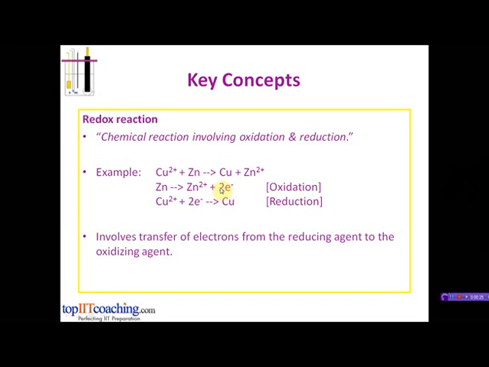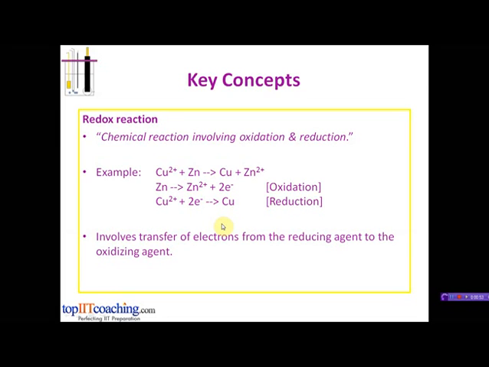So let's take the example of copper ions and zinc. In this reaction, copper ions are getting reduced to copper, whereas zinc is getting oxidized to zinc ions. So the oxidation half is the oxidation of zinc into zinc ions, and the reduction half in this reaction is the reduction of copper ions into copper. A redox reaction always involves transfer of electrons from the reducing agent to the oxidizing agent.